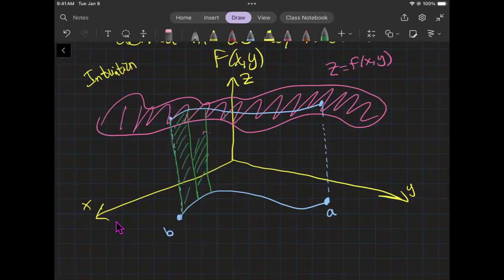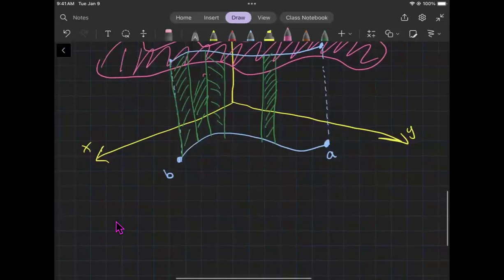Right? So this curve right here, right? So essentially a line integral is you're looking at the surface area of this curtain here, whose height is defined by the function z equals f of x, y. That's the point of a line integral.